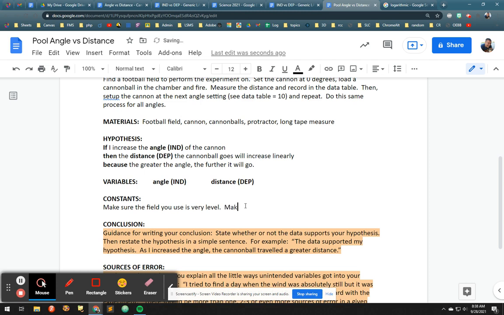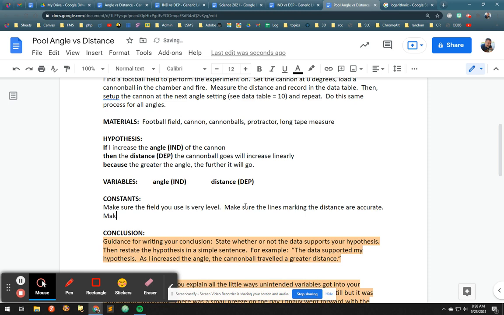Make sure the lines marking the distance are accurate. Make sure there is no wind, because that would mess up your results. Use the same cannonball for all trials. Same protractor. Same measuring tape.